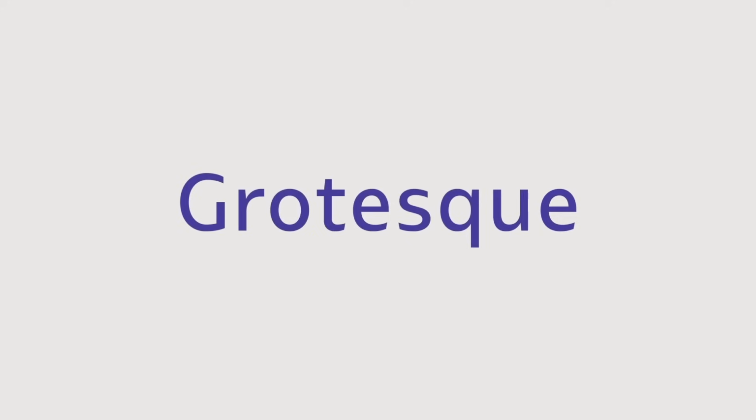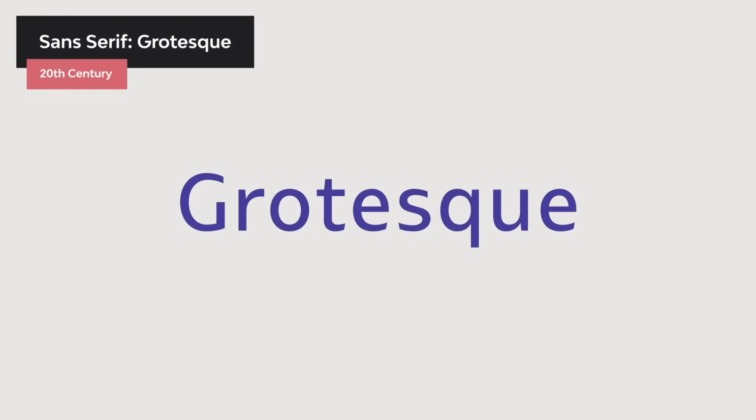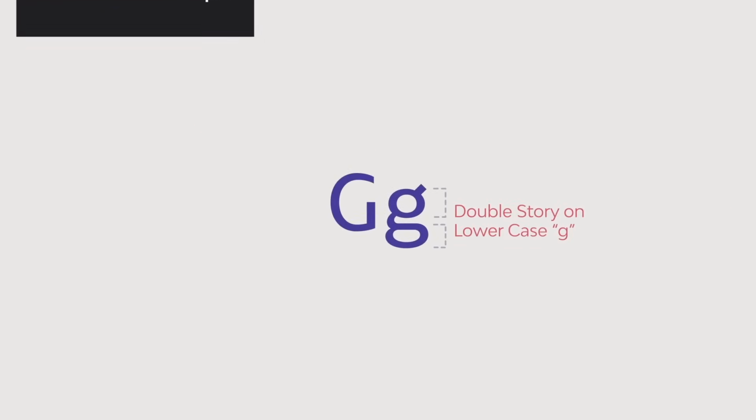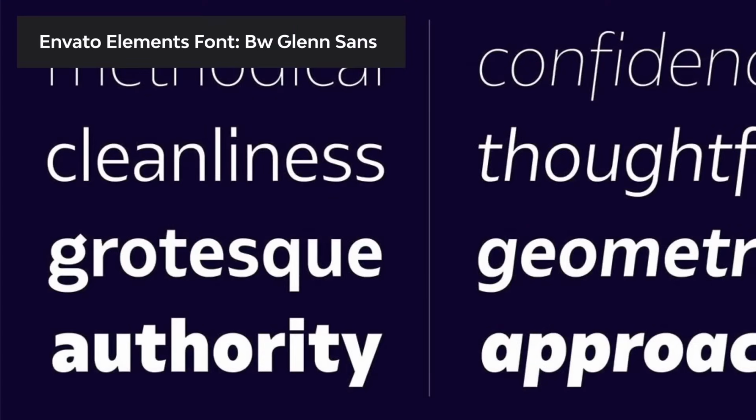Sans serifs are divided into 4 big categories. The first one, grotesque. The grotesque style was commercially popular in the 1900s. Some of the features are: slight contrast between thick and thin strokes, open aperture gap in characters like A and E, and the double-story G from the serif fonts. BW Glenn Sans is a great grotesque style example from Envato Elements.